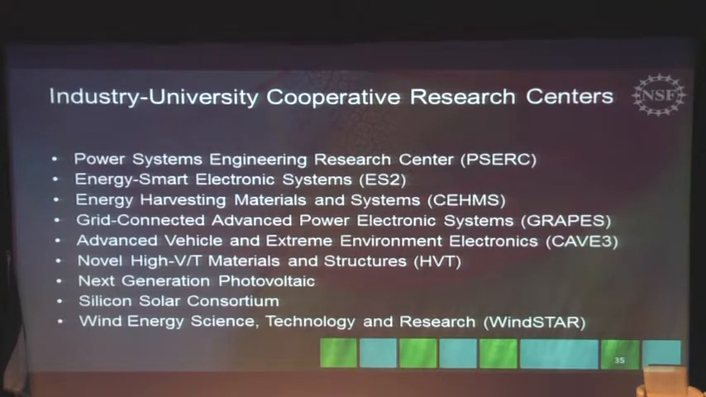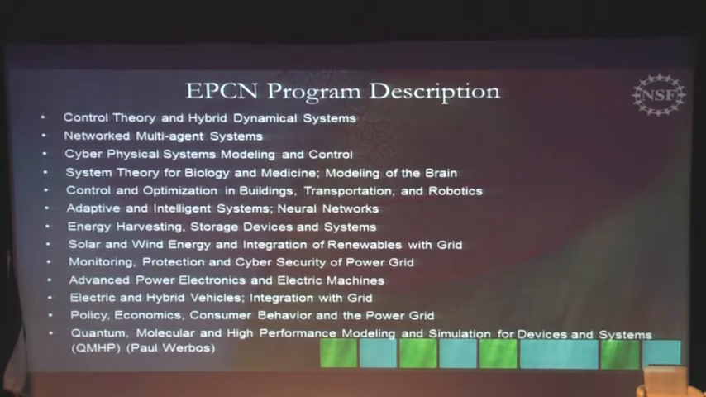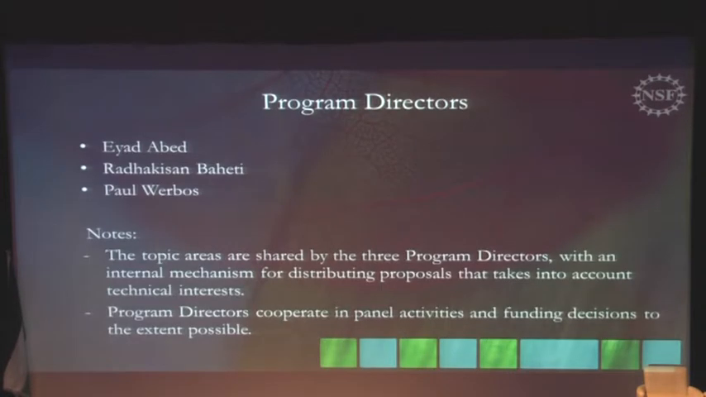And we have cooperative industry university research centers. There's a list of them all related to the power area funded by NSF. Our program in particular, the EPCN program, Energy, Power, Control, and Networks, you can see the list of areas that we fund, from control theory to power, energy, wind, batteries, solid state, policy economics, even quantum mechanical stuff related to energy is in there. Control and optimization of buildings, transportation, and robotics. So we have a big portfolio.